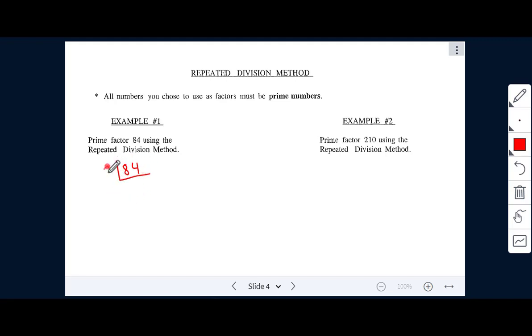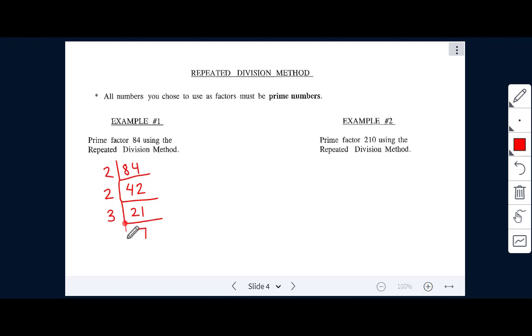I'm just going to use 2. All right, so 84 is divisible by 2, and that gives me 42. And I'm going to continue to do this until I can't factor anymore. So 42 is, again, divisible by 2. So all the numbers on my left-hand side that I'm choosing, they have to be prime numbers. So 42 divided by 2, that gives me 21. All right, so next, 21 is divisible by 3. 3 is still a prime number. And 21 divided by 3, that gives me 7.